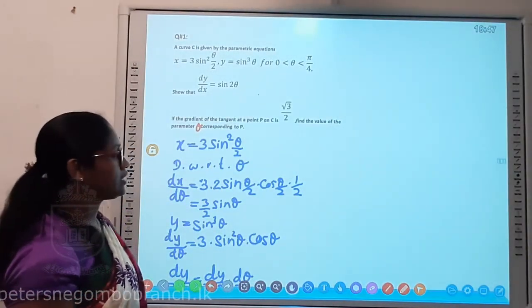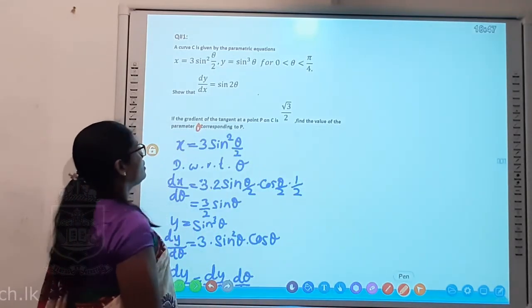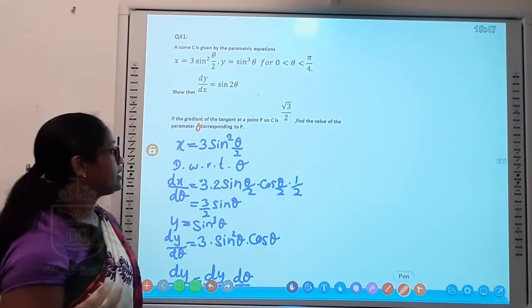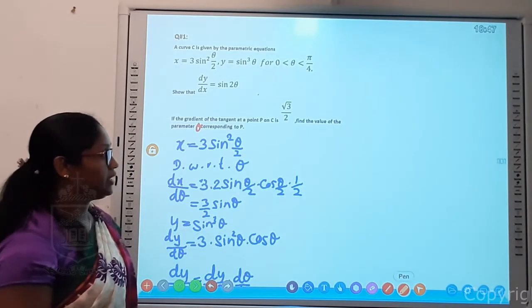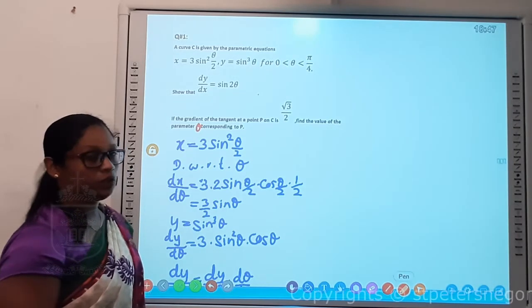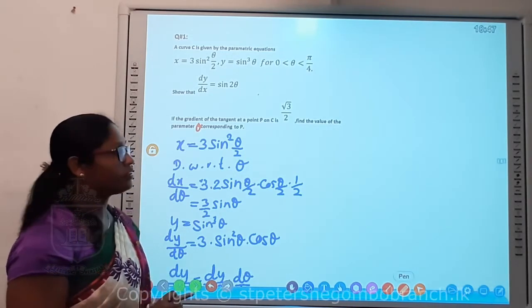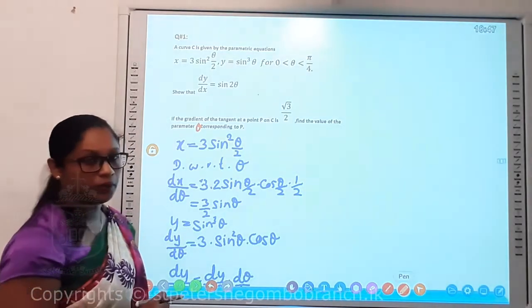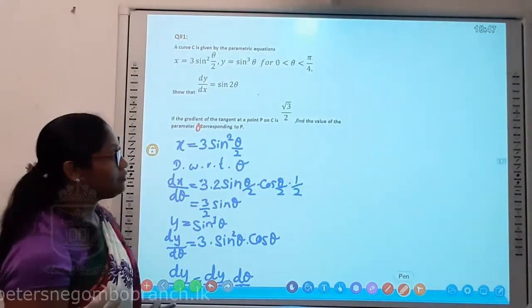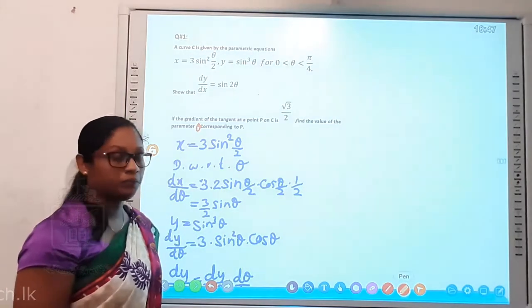Now we will move to the second part of the question. If the gradient of the tangent at a point P on curve C is root 3 over 2, find the value of the parameter theta corresponding to the point P. Now the gradient is given, but the point is not given. What we actually want to find is the point, that means the value of the respective theta.